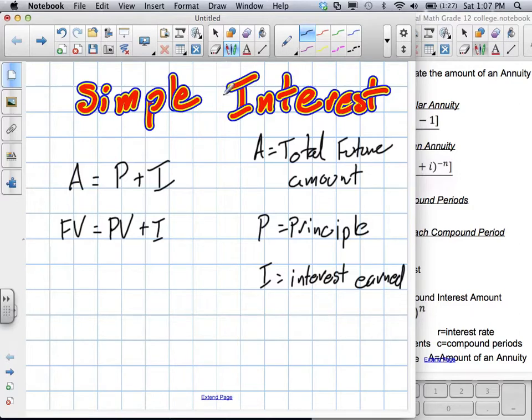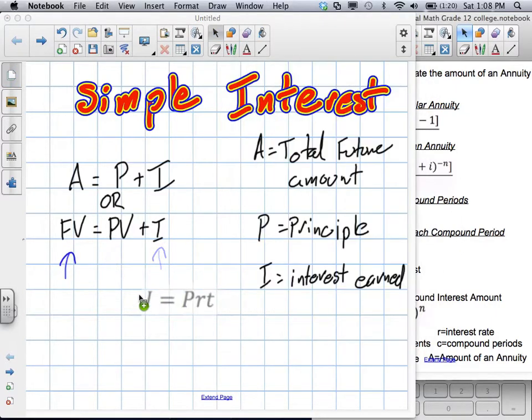So what this is saying, these two are the same formula. I'm going to say or, okay? Same formula. What this is saying is the total amount or the future value is equal to the amount of money you put in now plus the interest you earn on it. Which makes sense. You put in $500 in the bank, earn $100, you have $600 in the future. Right? It's a pretty simple idea.